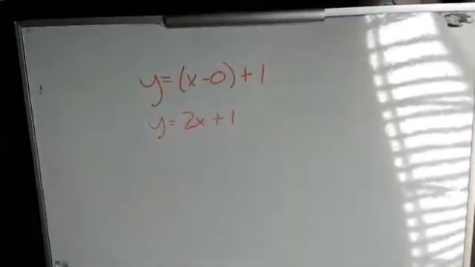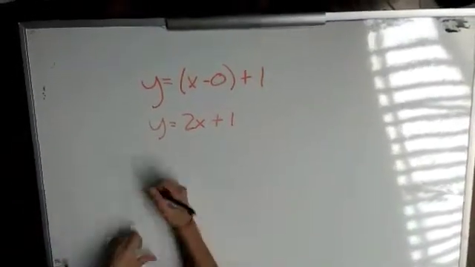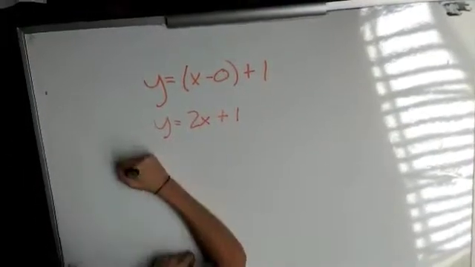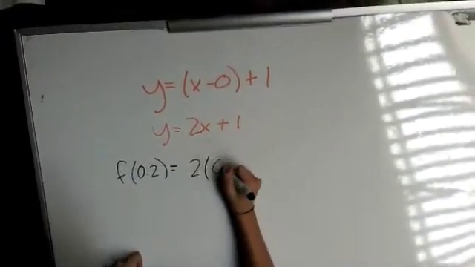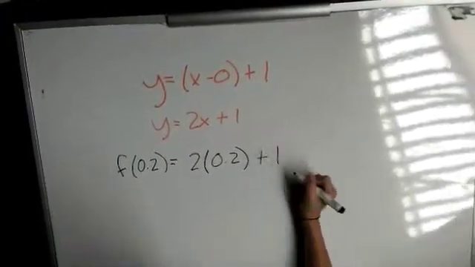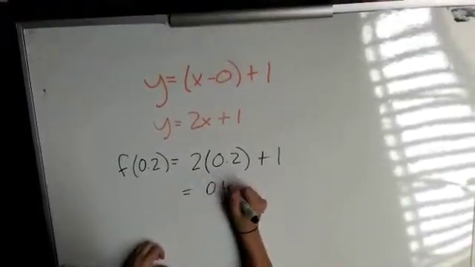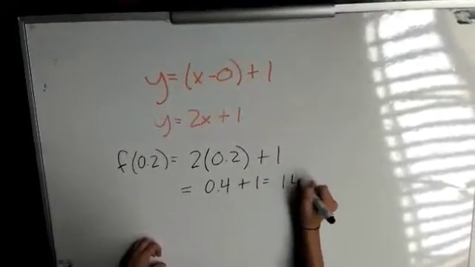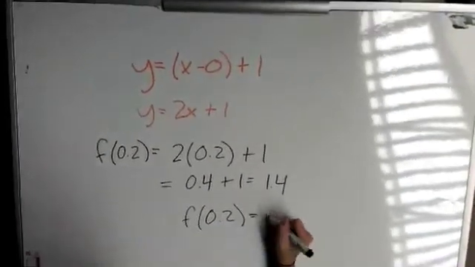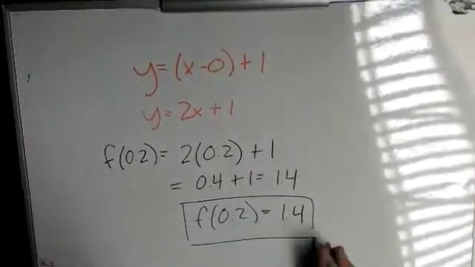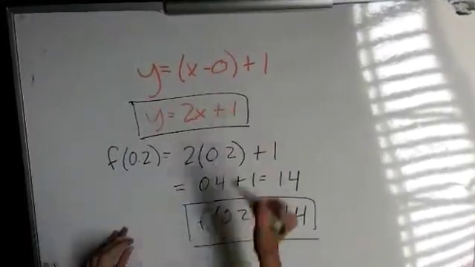It will give us y equals 2 times (x minus 0) plus 1, which can be simplified to y equals 2x plus 1. Now that we have our equation for the line tangent, we need to approximate f of 0.2. What we do is plug in 0.2 for x and simplify, which gives y equals 2 times 0.2 plus 1, which equals 1.4. And f of 0.2 equals 1.4.